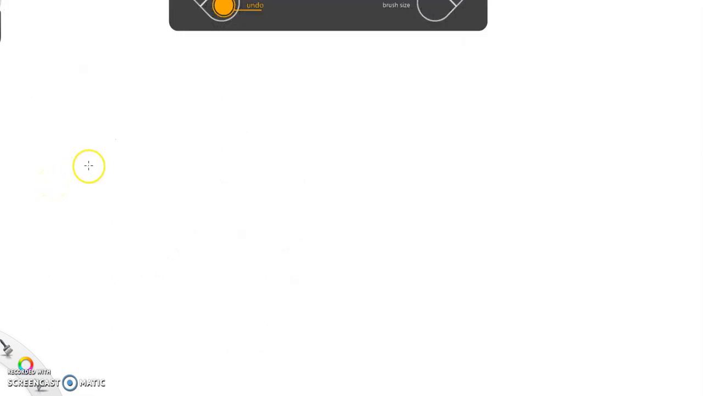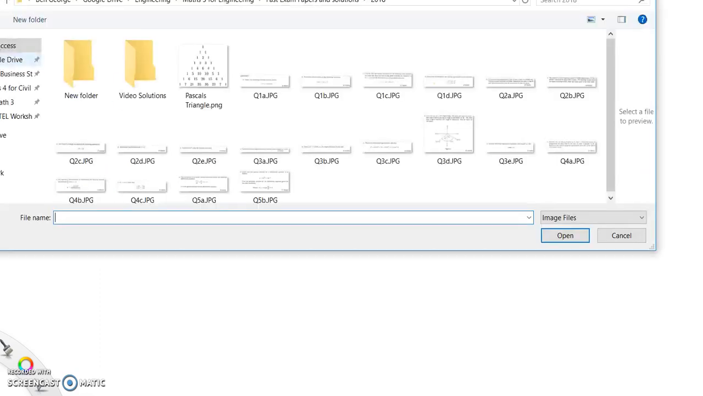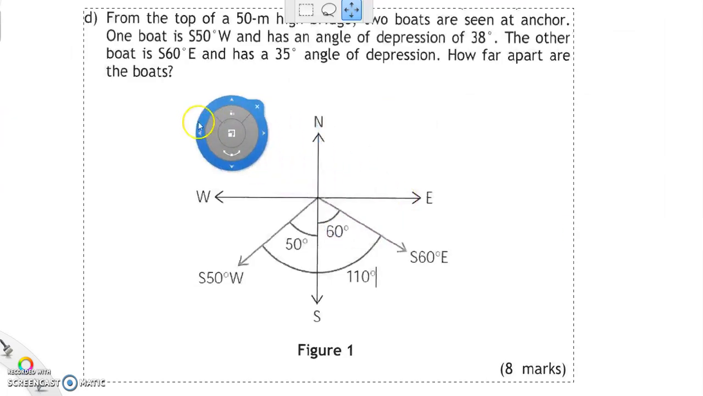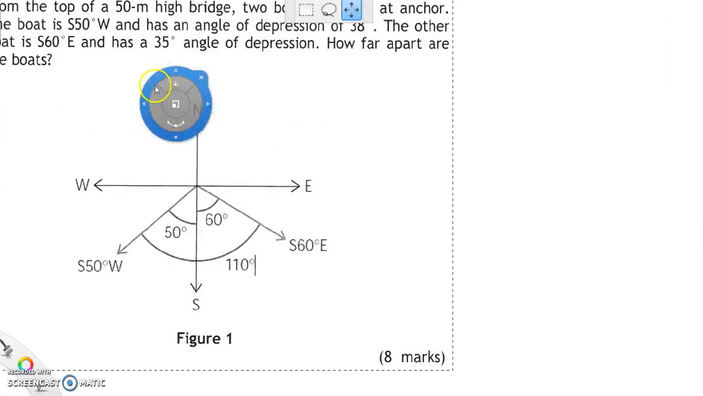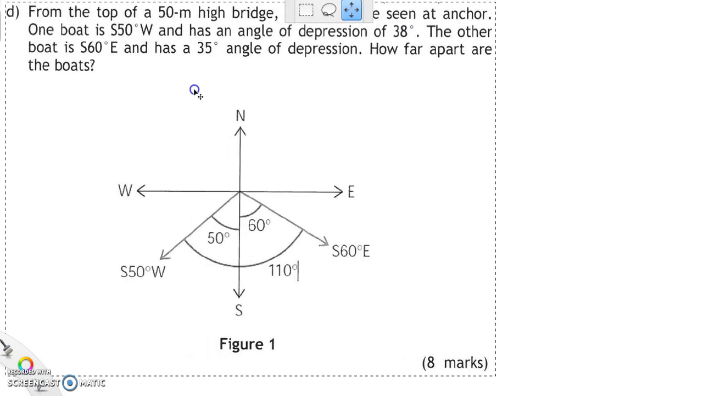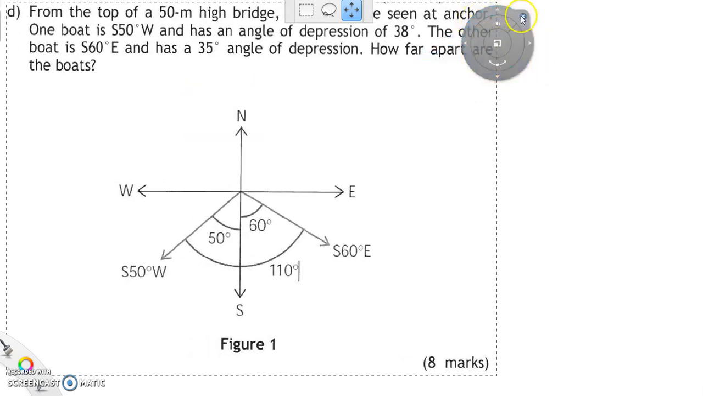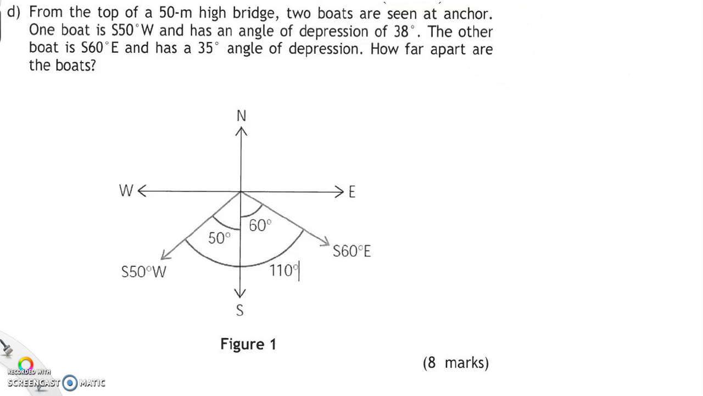Well, what happened there? I lost my image. Question 3D. Right. Let's move this over here. Right, so we need to get these boats.